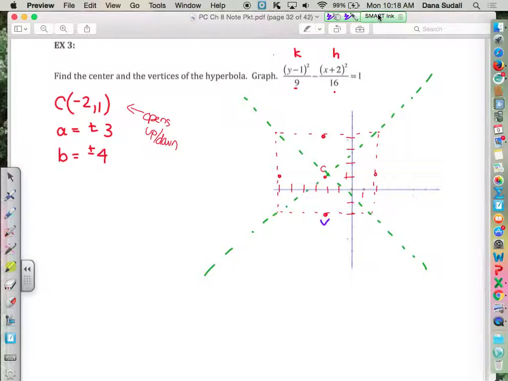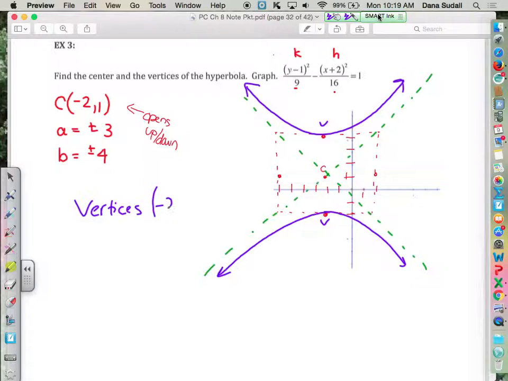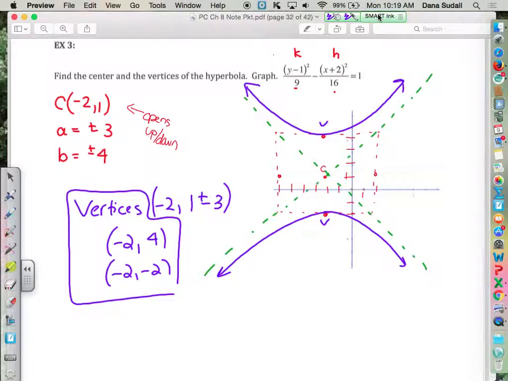And again, these are my vertices. I'll come up with the coordinates for those in a second here. We said it opens up and down because Y is first. Okay, and then the vertices from that center, -2. From 1, we went up and down 3 units. So it would be (-2, 4) and (-2, -2). So you'll see a couple like that you have to go through and do. And that's it.